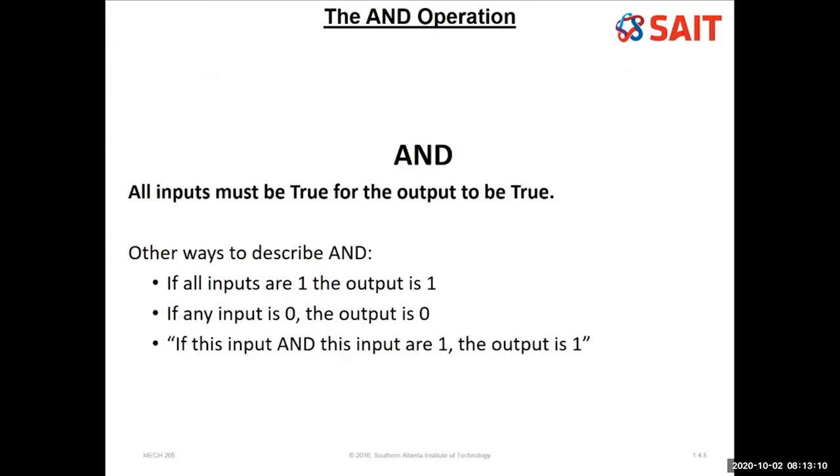So for this AND, all the inputs must be true for the output to be true. Okay. So I might actually have 3 inputs or 4 inputs or 5 inputs. Okay, so input 1 and input 2 and input 3 and input 4 all have to be true in order for the output to be true. So other ways we can talk about this. If all the inputs are 1, the output is 1. Conversely, if any of the inputs are false or 0, the output must be false or 0. Okay, so an AND, all the inputs must be true in order for the output to be true.